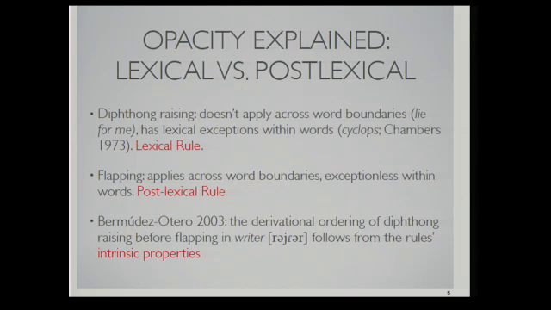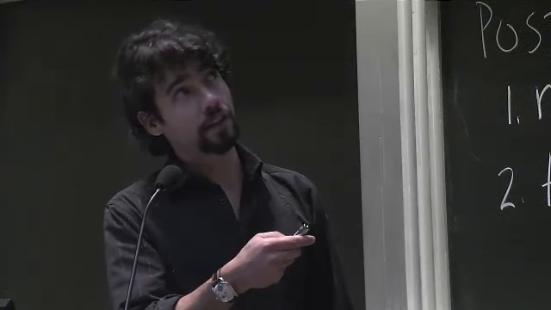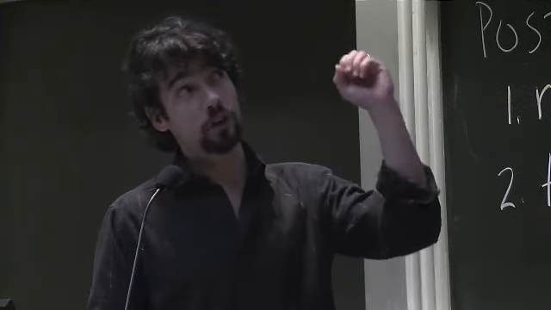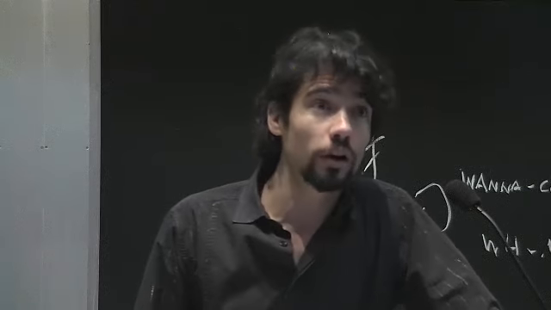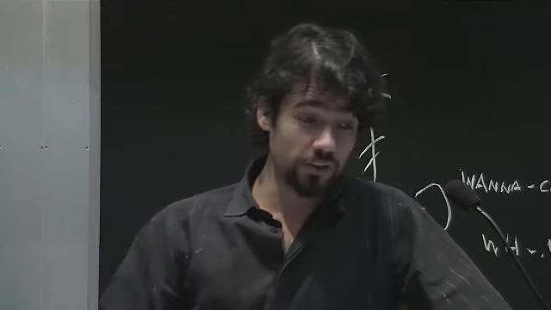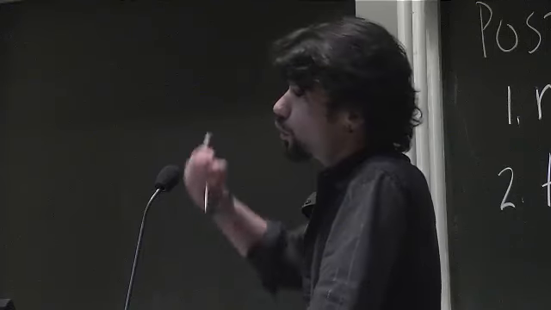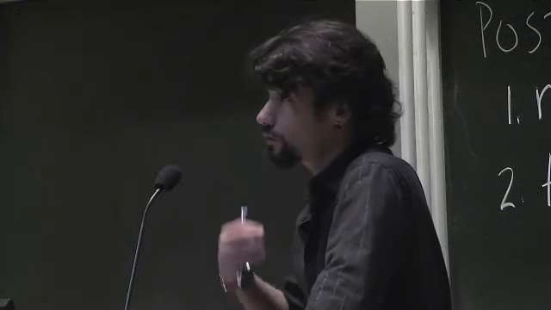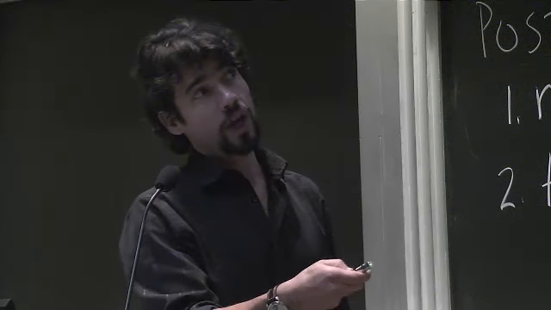So now the idea, which has been proposed, for example, by Bermudez-Otero, is that the properties of these rules, the fact that diphthong raising has lexical exceptions and doesn't apply across word boundaries, while flapping has no lexical exceptions and does apply across word boundaries, gives an insight into why they're ordered the way they are. The properties that diphthong raising has make it a lexical rule. The properties that flapping has make it a post-lexical rule. Those are two different types of representations, and the ordering between those processes follows from the properties of each of those processes. So this is a promising way of looking at things.